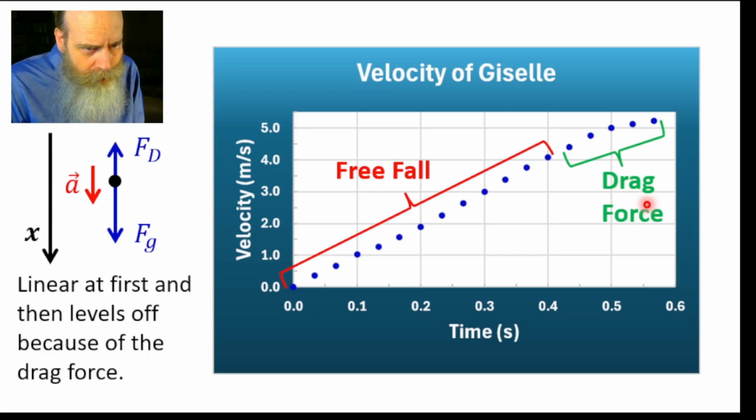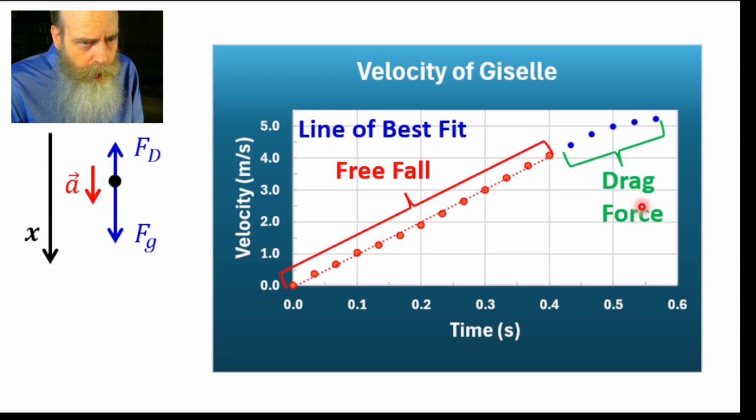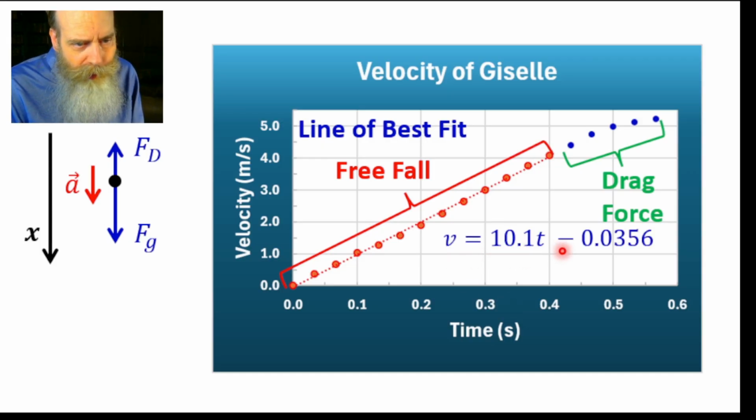I did a least squares fit of the region of free fall. Here's the line of best fit, shown in red. I did the points from 0 to 0.4 seconds. Here's the equation that I got. V equals 10.1 t minus 0.0356. This is a very good fit. R squared was 0.998.